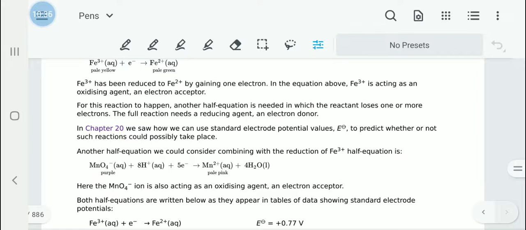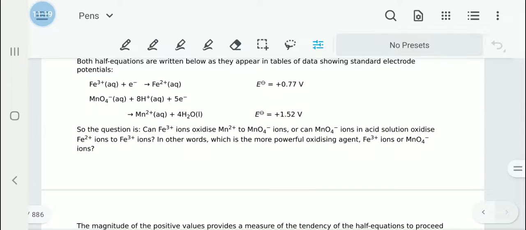If we consider the equation MnO4- aqueous plus 8H+ aqueous plus 5e-, giving Mn2+ aqueous plus 4H2O liquid. So here manganate is purple in color, and manganese ions are pale pink in color. Here the manganate ion, MnO4-, is the oxidizing agent and is the electron acceptor.